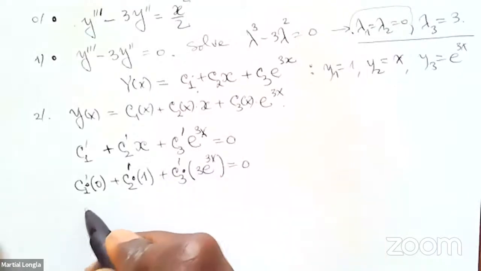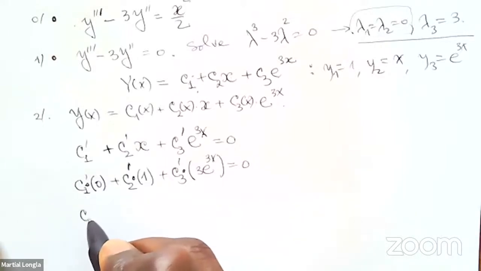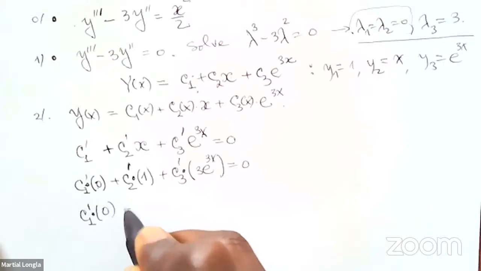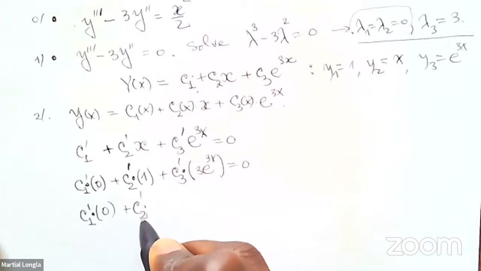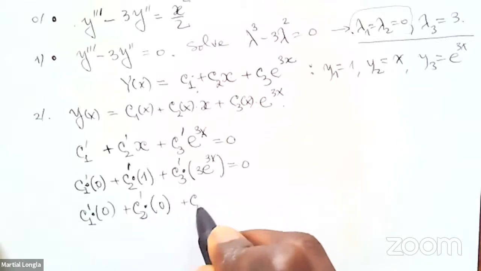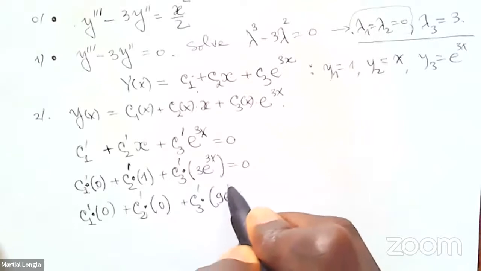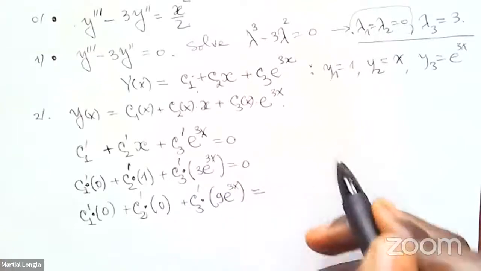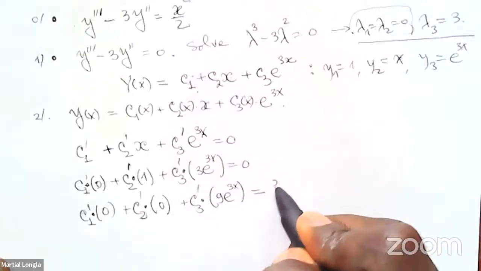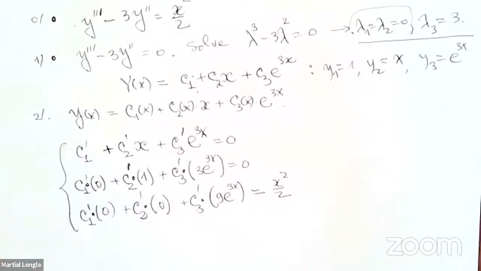And the third equation is going to be the thing that is equal to the right-hand side of the equation. And so you get C1 prime times the derivative of 0, it's 0, plus C2 prime times the derivative of 1, it's 0, plus C3 prime times the derivative of 3 e to the 3x, which is 9 e to the 3x, equal to the right-hand side, which is x squared over 2. So that's the system that you have.